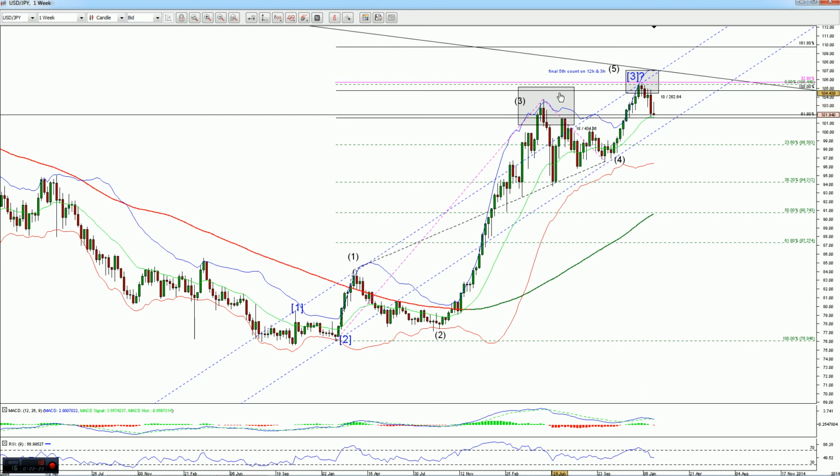This is a high, a new high, but the MACD high, and the market is not able to make a new high. So this is called divergence.